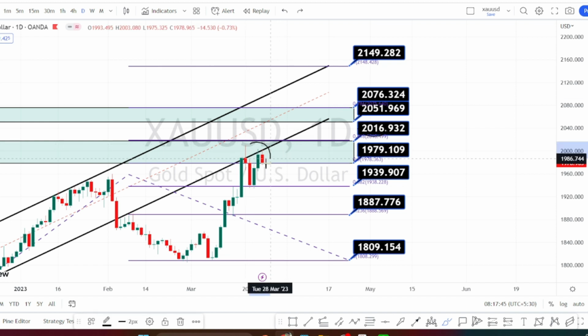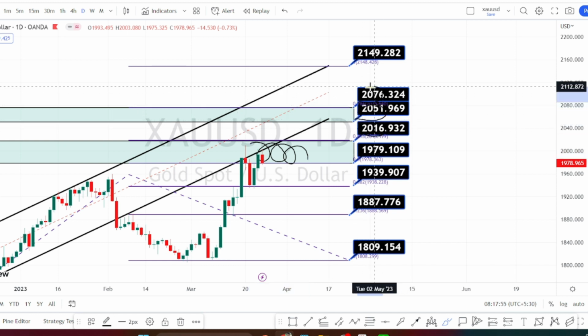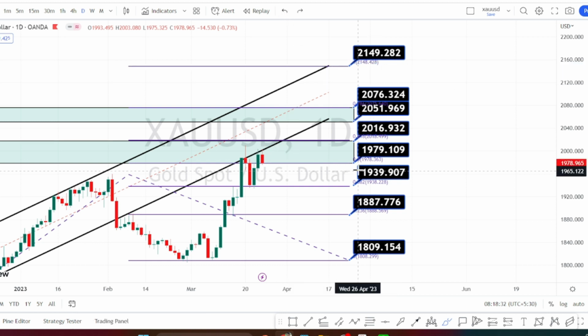And if the price action manages to break this resistance zone, next level of resistance is going to be around 2051 and 2076. And once this resistance zone is broken, next level of resistance is going to be around 2149. It's a very high target because this is a daily time frame. So for now, wait for the price action to break this support level of 1979 in order to enter on the retracement trade on the bearish side.